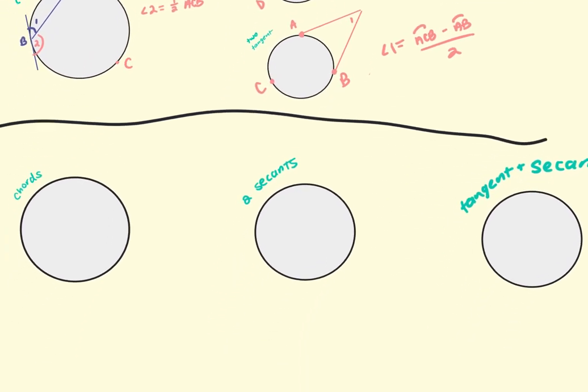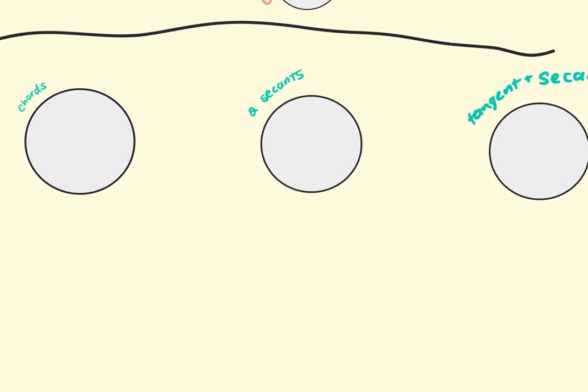Then in 10.6 came all the segment stuff. So two chords. Now we're not talking about the angle anymore. We're talking about the lengths of those segments. And it would be A times B equals C times D. We would multiply the segments of the same chord together.